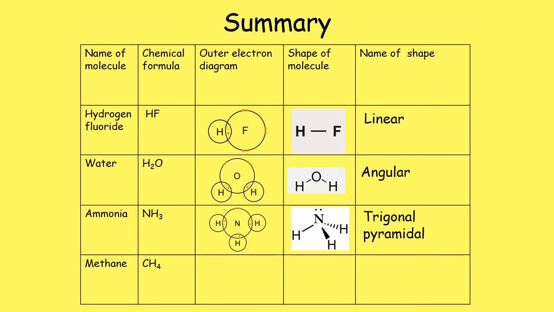And finally, we have methane. Methane, 4 hydrogens bond to 1 carbon atom. Each hydrogen ends up with 2 electrons in its outer shell, and the carbon ends up with 8 electrons in its outer shell. When we draw the diagram, we draw a carbon in the middle. We draw 2 bonds using the normal bond straight line, 1 bond as a wedge, and 1 bond as a dashed line. And the shape for that is called a tetrahedron or a tetrahedral shape.